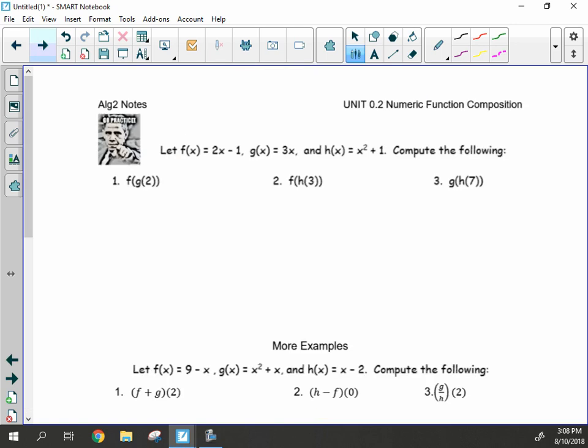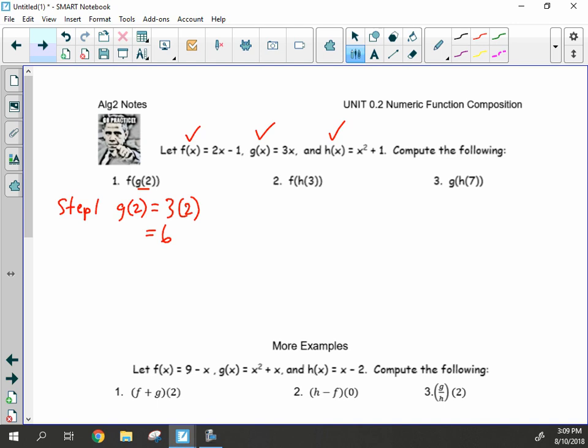A few more examples. Again, they're just 2-step problems. You have to start with the one on the inside. So step 1 is find G of 2. So this time, if you notice, we have 3 different problems. So they have 3 different names. So we have to start in the G problem, and we have to plug in 2. So G of 2 would be 3 times 2, which is 6.